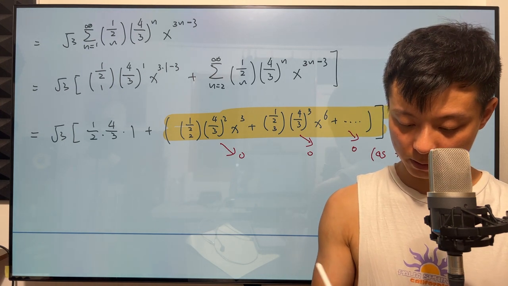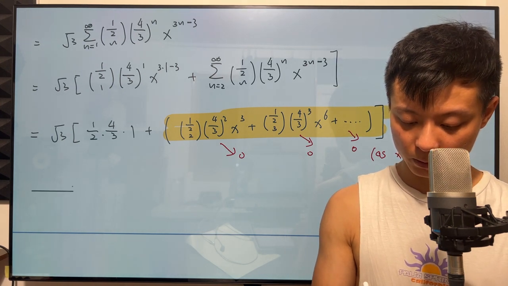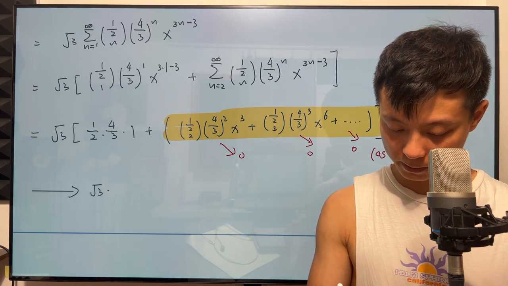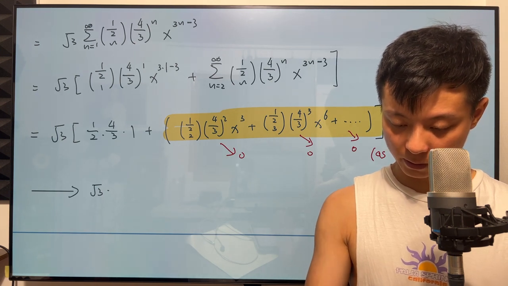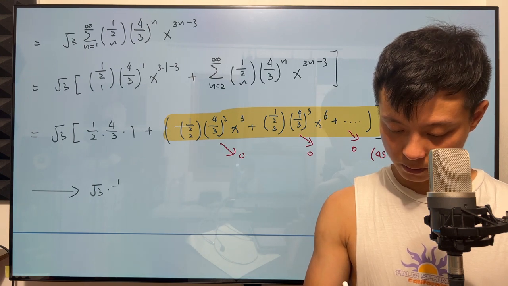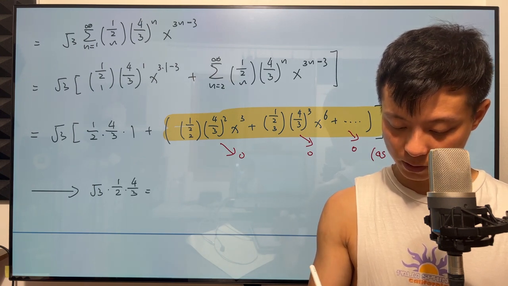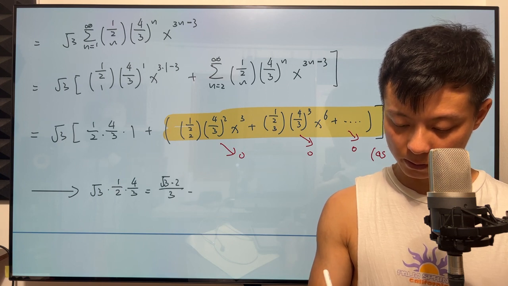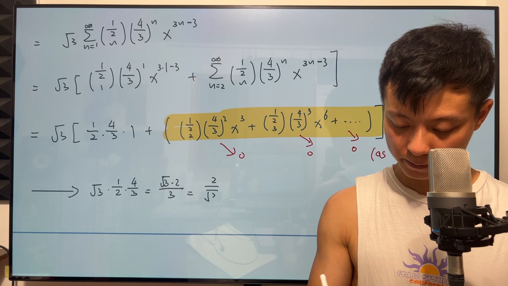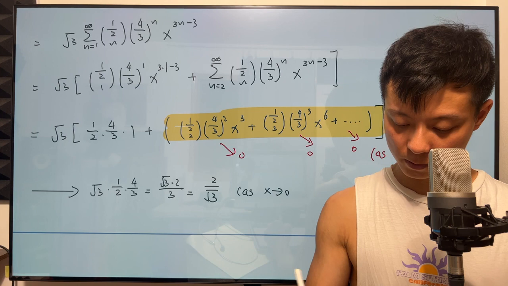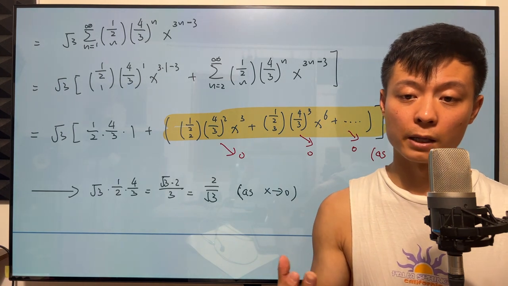So the last step is just to claim that the entire thing is going to go to the first term, which is this one multiplied with 1 over 2 times that. That is 2 divided by 3, which is square root of 3 times 2 divided by 3. That is 2 divided by square root of 3, as x approaches 0.